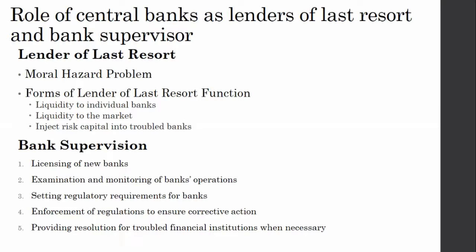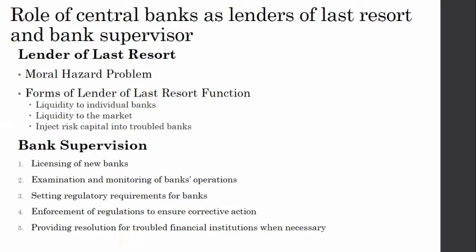The whole system has the liquidity problem. At that time, central bank will inject money into the system, not to a particular bank, but to a system as a whole. Then the third form is injecting the risk capital into a troubled bank. So that means there is a severe problem there, not only a liquidity problem, there can be a solvency problem in that particular troubled bank.